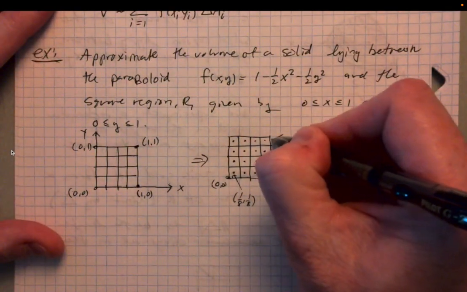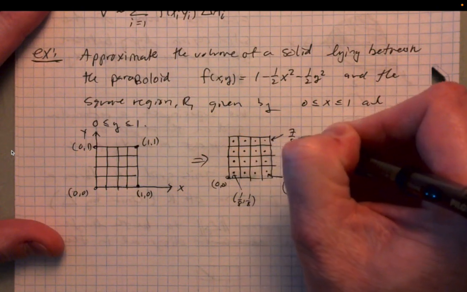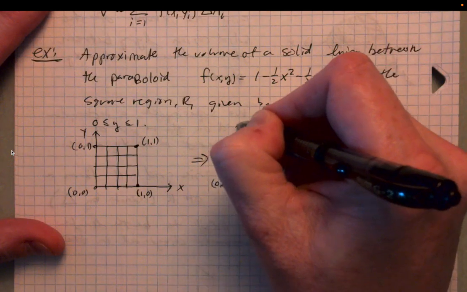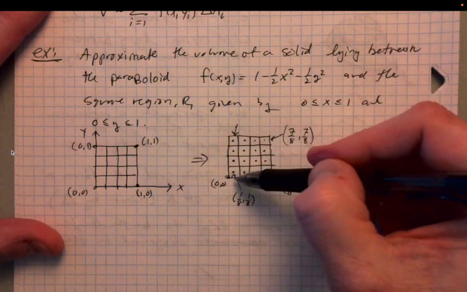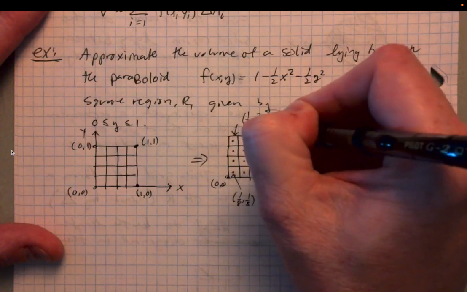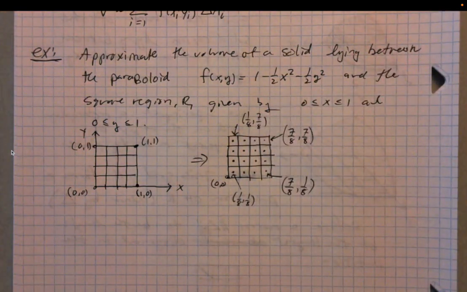This one up here would be 7/8, 7/8. This one here would be 1/8 over, 7/8 up, and so on. Obviously I'm not going to go through them all, but you get the idea of how you could pretty easily come up with all of the coordinates of interest.